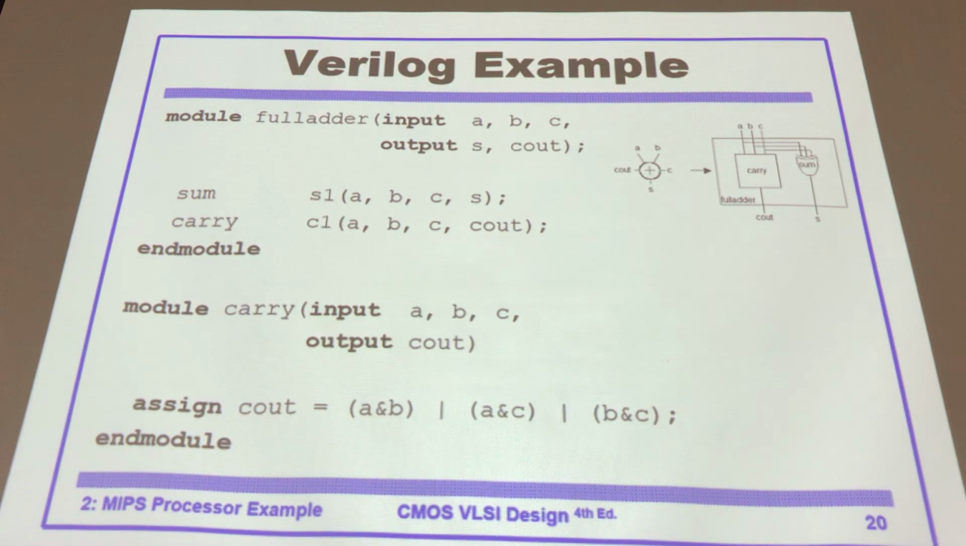For example, here is a Verilog code for a full adder, 1-bit full adder. What is a 1-bit full adder? Look at the figure here. This small circuit receives 3 inputs, A and B, and carry in, C is carry in, and generates 2 output signals. A is sum, C is carry out. Okay? Like this.